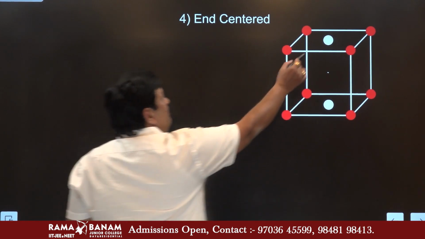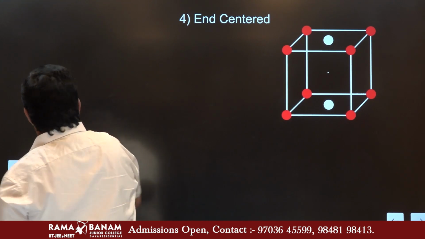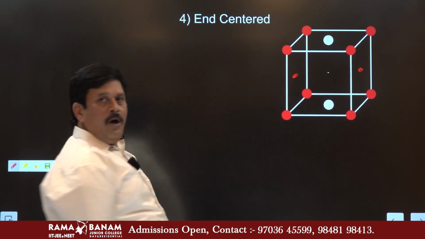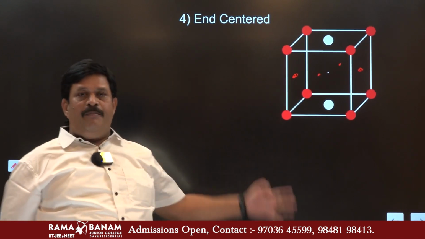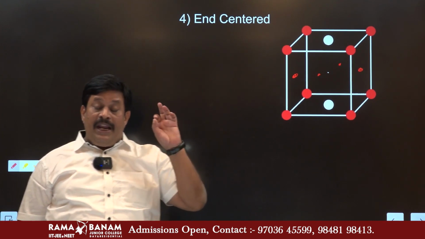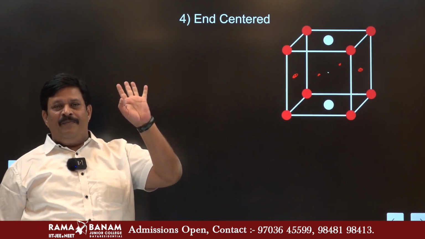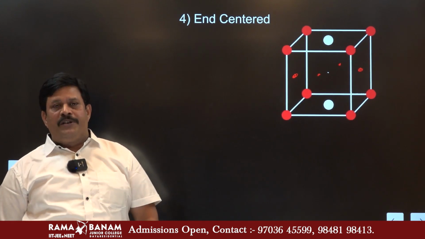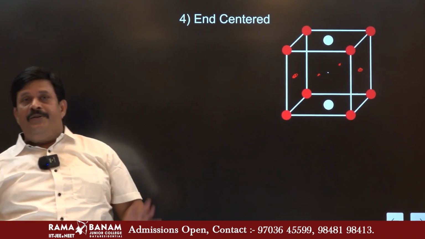What it means? Maybe these two, or maybe these two, or these two. Anything it can be. It's not any two face centers. It is any two opposite face centers. So, if the particles are present at body corners and any two opposite face centers, then that unit cell is called an end-centered unit cell.